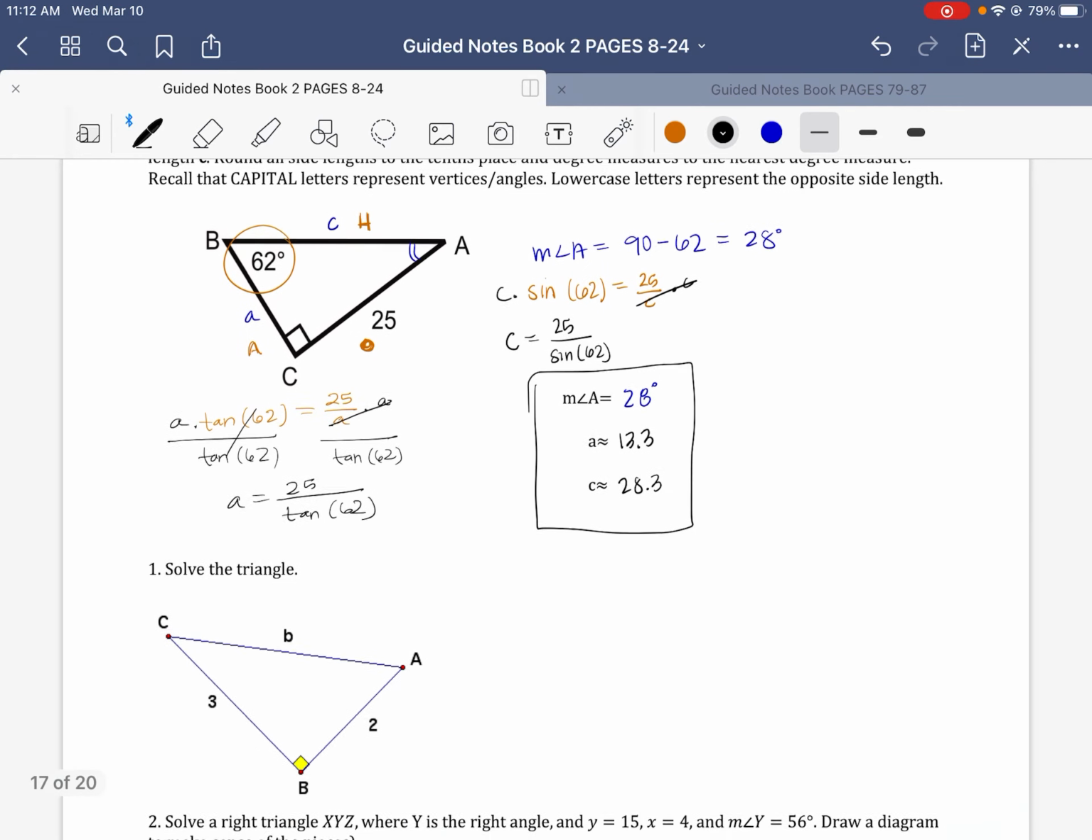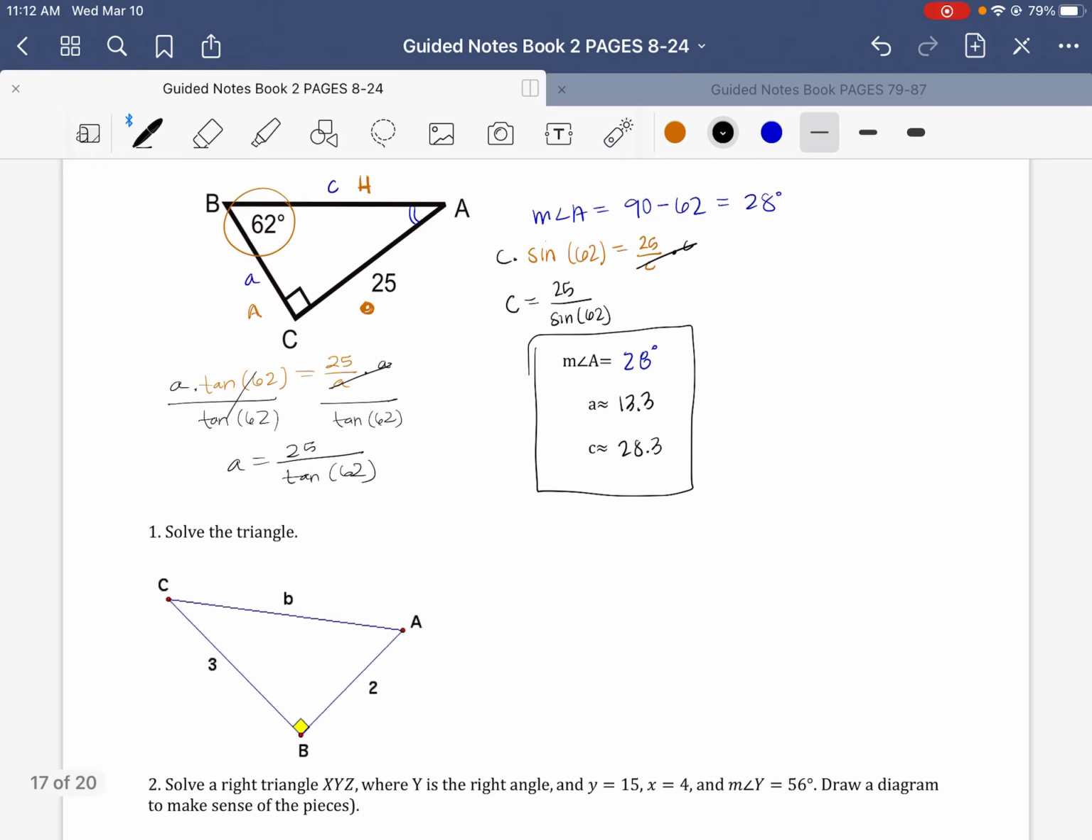Okay, let's try another one. This one, number 1 down here, says solve the triangle. So if we look at this, we're going to identify first what do we need to find. It looks like it gives us this leg and this leg, but it doesn't give us the hypotenuse length. So the first thing maybe I want to find is little b.